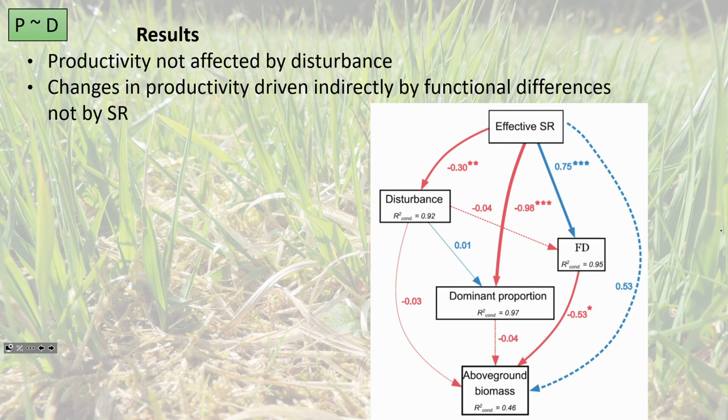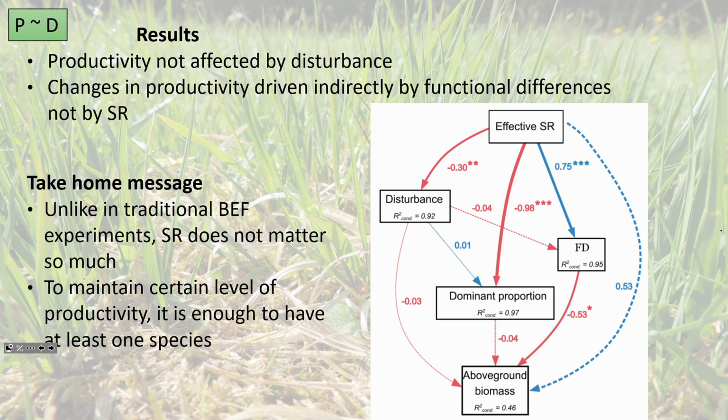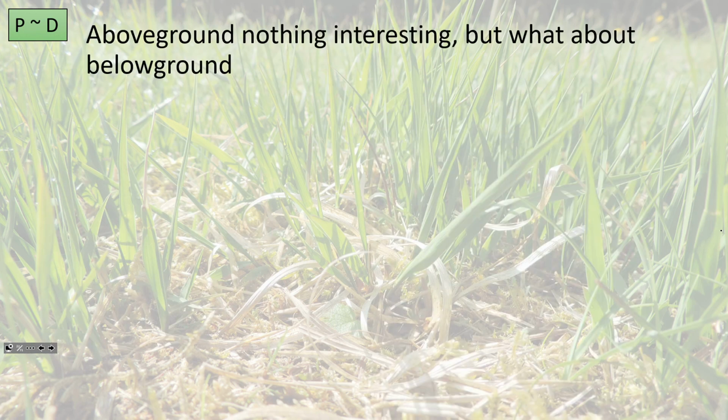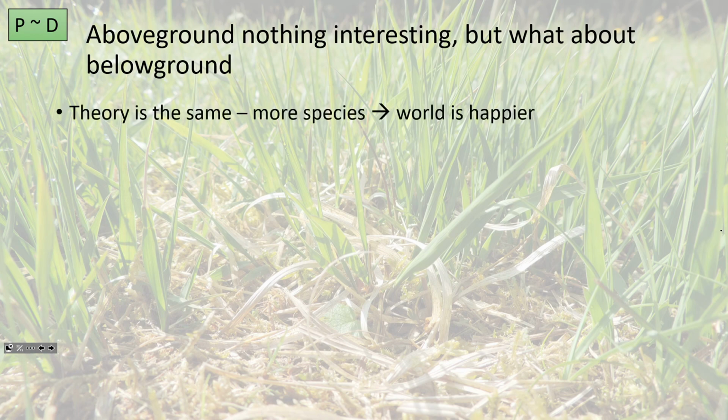rather than to diversity itself. So the take-home message here is that, unlike in traditional biodiversity experiments, species richness doesn't matter so much, at least for above ground productivity, and it's basically enough to have a single dominant species to compensate for the rest of the community. So above ground, nothing. So let's check what's happening below ground.